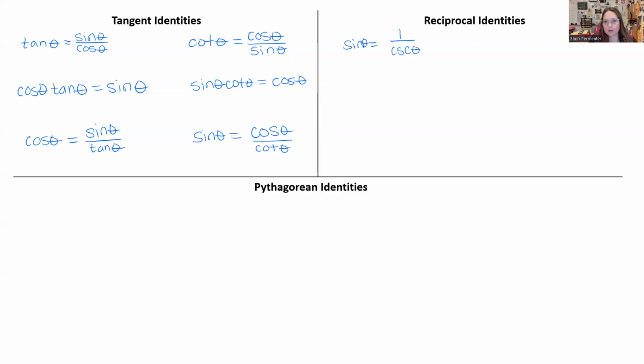Oh, I forgot my angle. If I forget that, tell me. I'm not supposed to. We have cosine, which is equal to 1 over, which one goes with cosine? Secant. Okay, only one co. And then if I have tangent, it is 1 over cotangent.